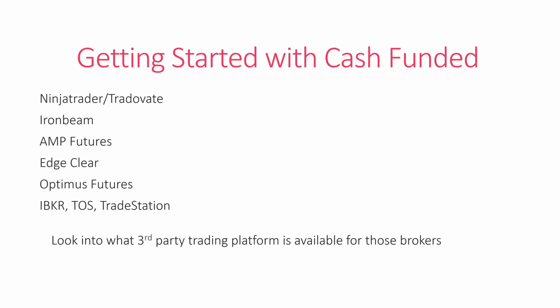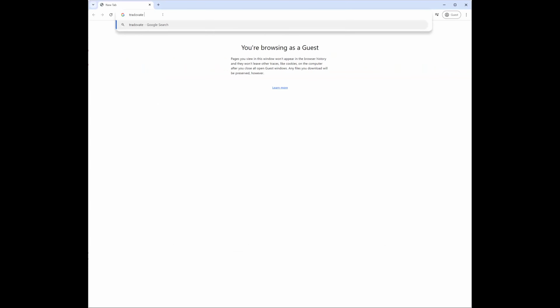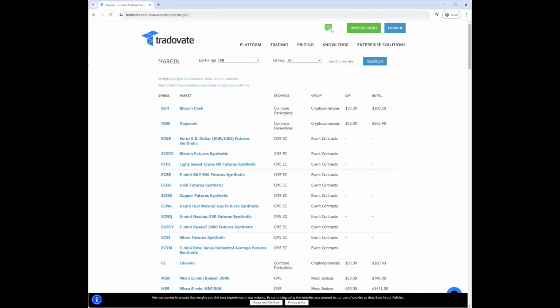And one final thing, since we're on the topic of cash funded accounts, let me go and share a different screen. We're going to use TraderVate since that's the most popular one that I know of. You want to just type in TraderVate margin. Margin is simply how much money you need in that account to start trading. We're just going to go ahead and do equities.